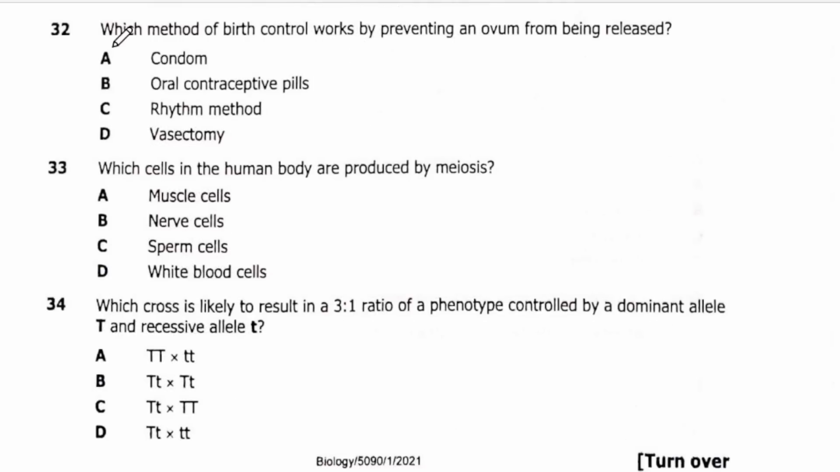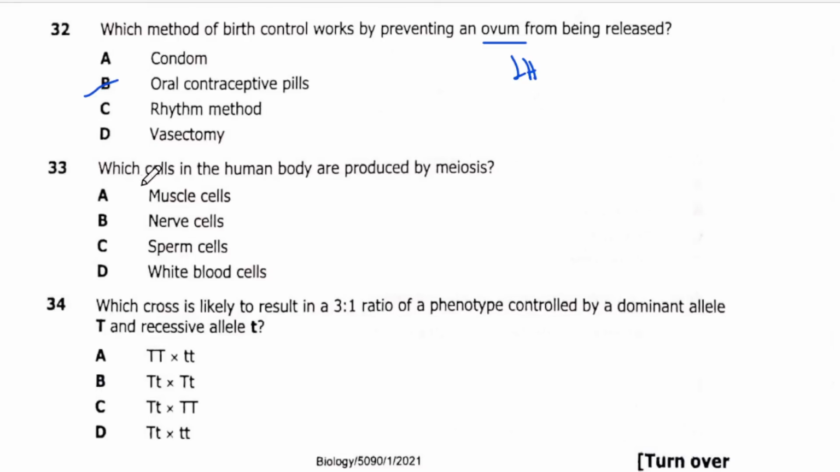Okay. 32. Which method of birth control works by preventing an ovum from being released? So the ovum or the egg is released due to the presence of the luteinizing hormone. So meaning that if you are going to prevent ovulation, you need to block this hormone. So this will actually be done by oral contraceptive pills, which are artificial hormones.